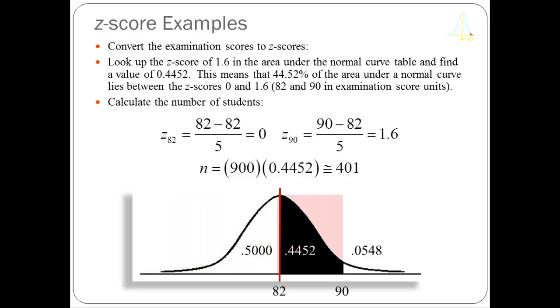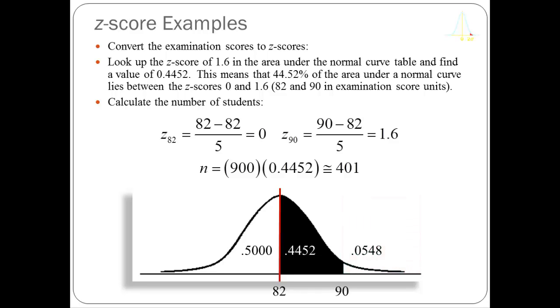z-score of 1.6 is 0.4452. And I put that in, that's the blackened or darkened area. So the probability of having scores between 82 and 90 is 0.4452. Either using the table or doing subtraction, 0.5 minus 0.4452, I've also labeled the area in the tail, the smaller white area to the right, as 0.0548.